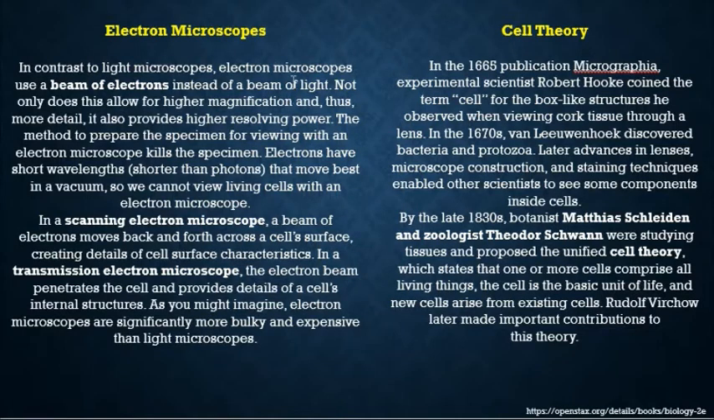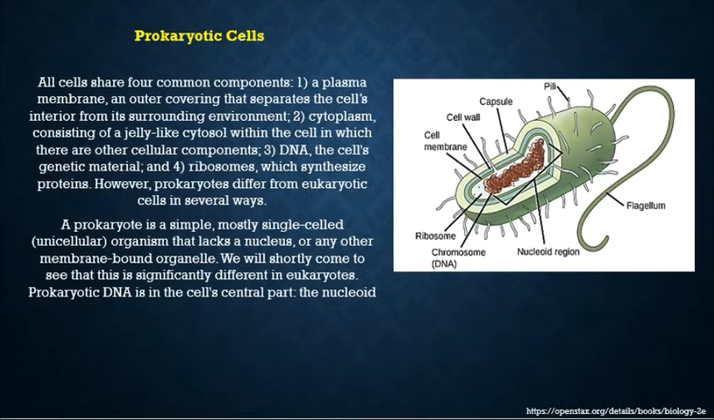So after studying the cells, let us come to the cell theory. Cell theory was proposed by Schleiden and Schwann, who were studying tissues, and proposed the unified cell theory, which states that one or more cells comprise all living things, the cell is the basic unit of life, and new cells only and only arise from pre-existing cells. So these were the basic details.